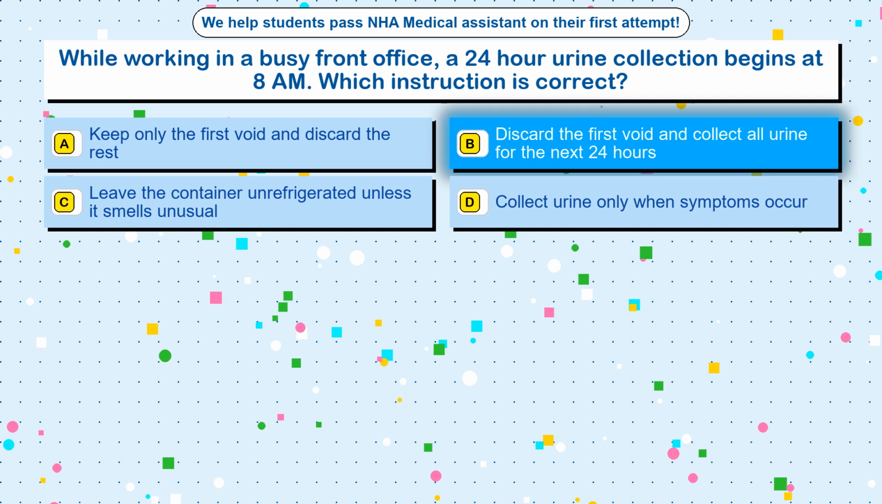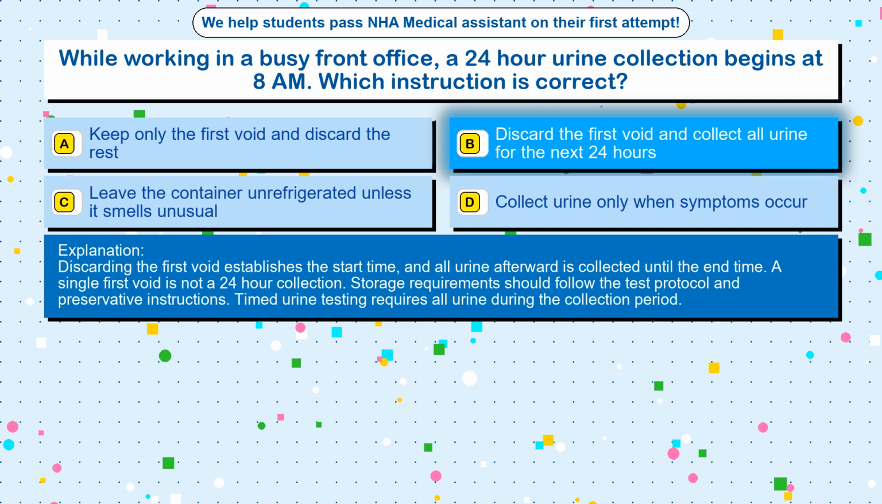The correct answer is option B. Discard the first void and collect all urine for the next 24 hours. Discarding the first void establishes the start time, and all urine afterward is collected until the end time. A single first void is not a 24-hour collection. Storage requirements should follow the test protocol and preservative instructions. Timed urine testing requires all urine during the collection period.